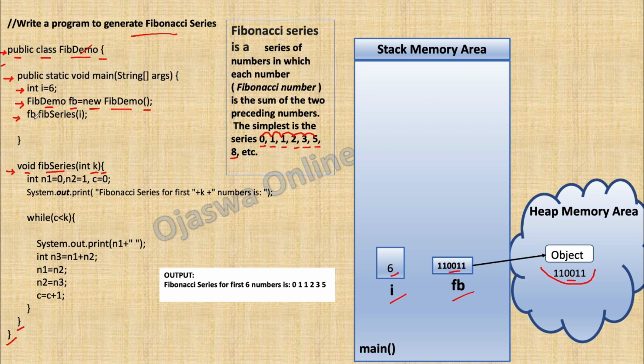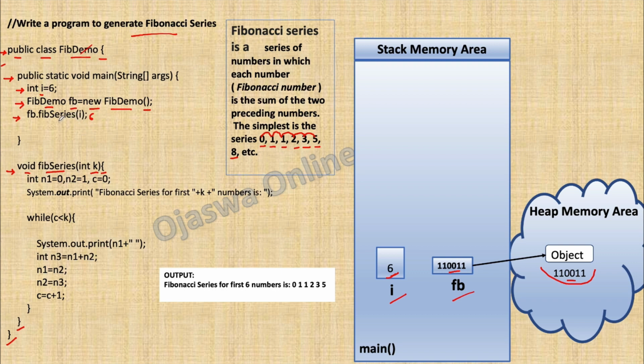Next statement is we are giving a method call using object FB. FB.fibseries and we are passing I. What is this I? If you look at the definition of fibseries, it is taking one integer parameter. Hence, when you give a method call, you need to pass an integer argument. I is the integer variable storing integer value. We are passing this value to the method fibseries because it is taking one integer parameter. The value of I is retrieved from the memory. Value 6 is retrieved from the memory and passed to the method.